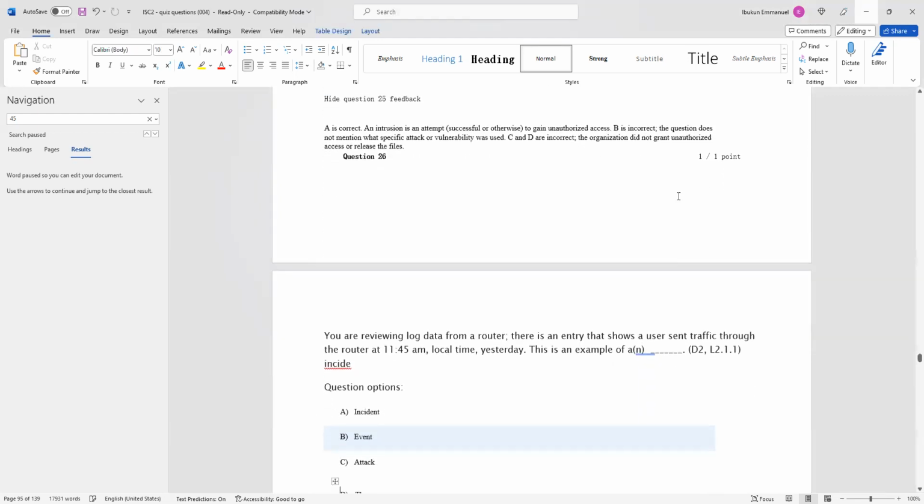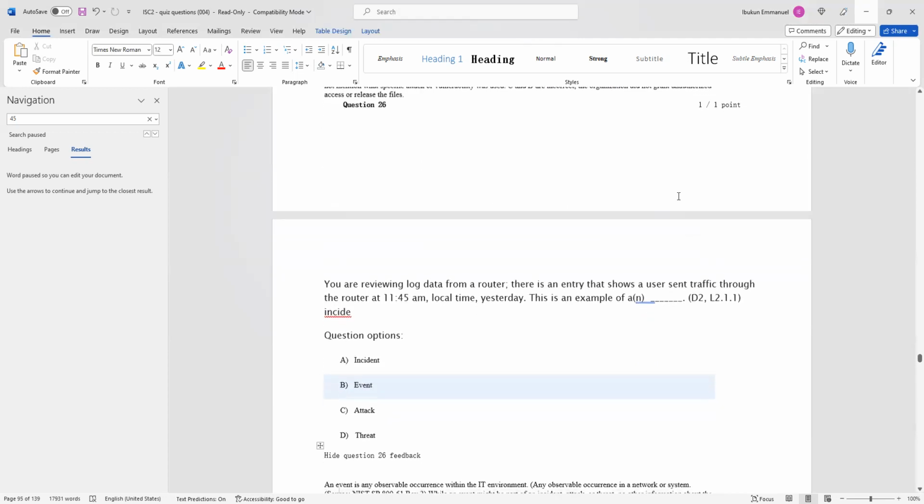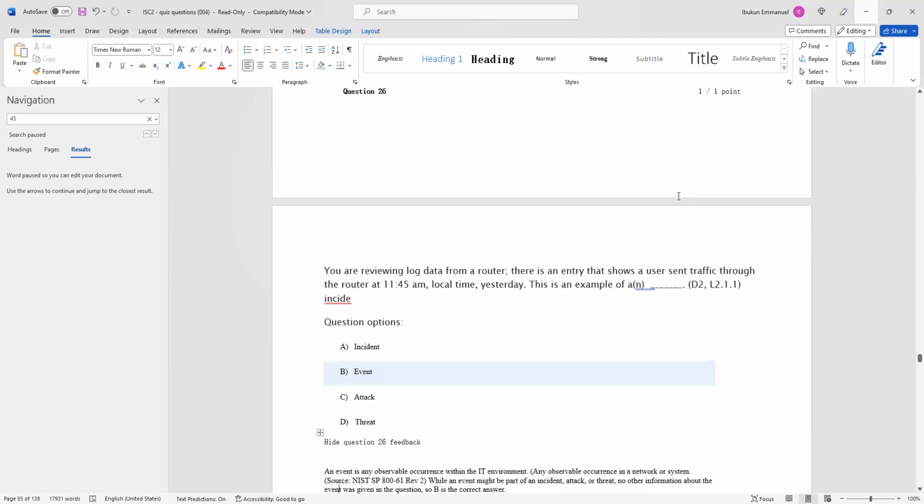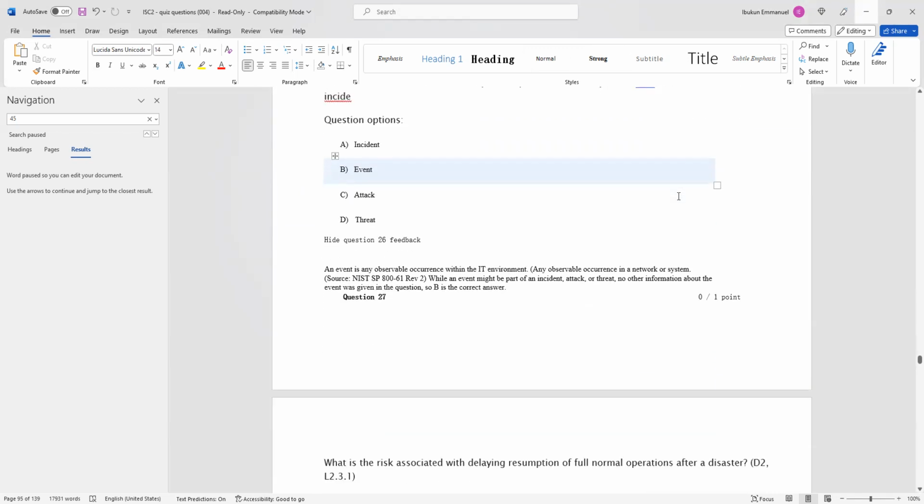You are reviewing log data from a router. There's an entry that shows a user sent traffic through the router at 11:45 a.m. local time yesterday. This is an example of a what? An event, which is an observable occurrence within the IT environment. So that's an event.